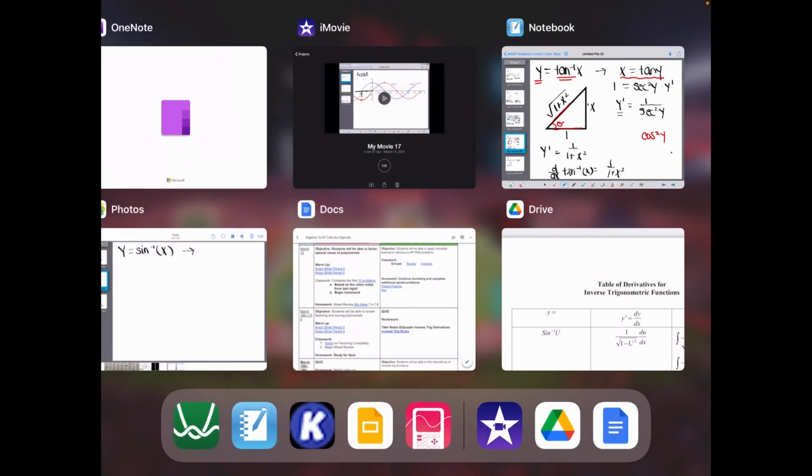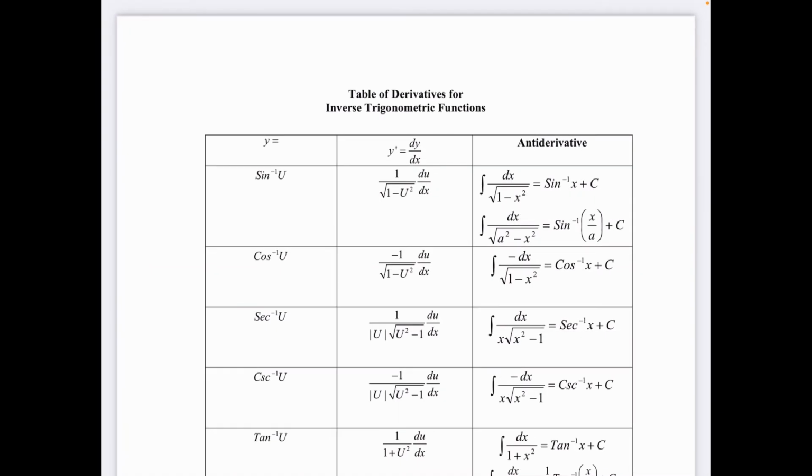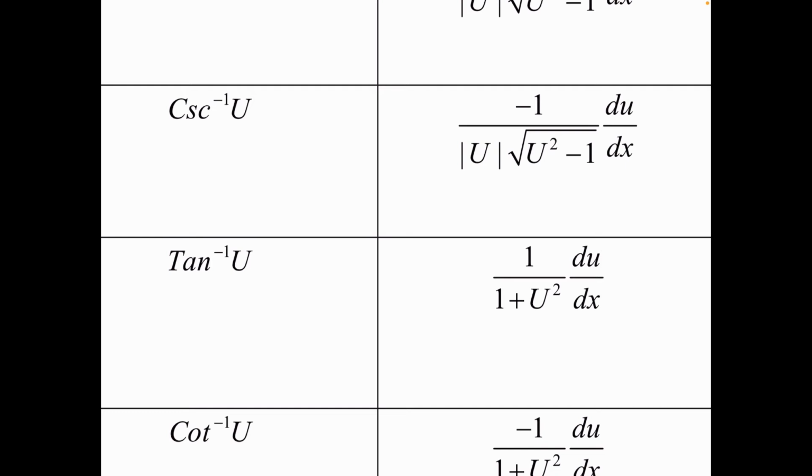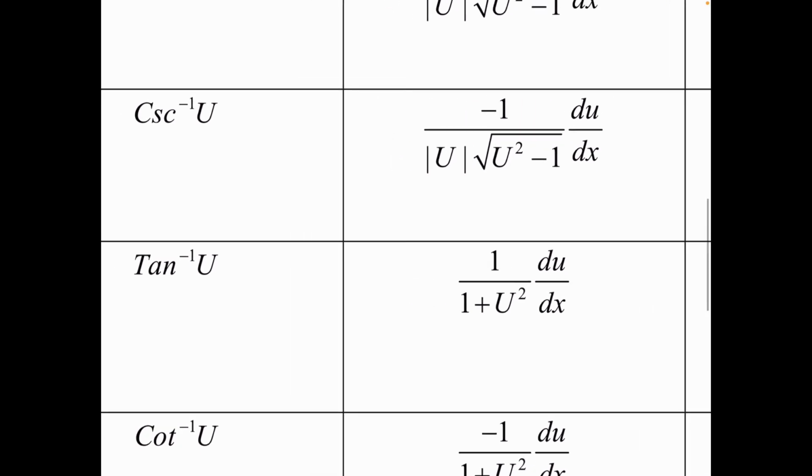And going back to our sheet, the derivative of tan inverse u is 1 over 1 plus u squared times du/dx, okay?